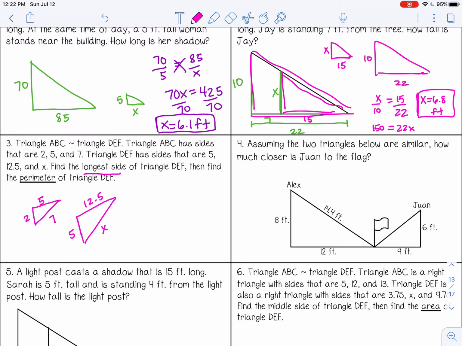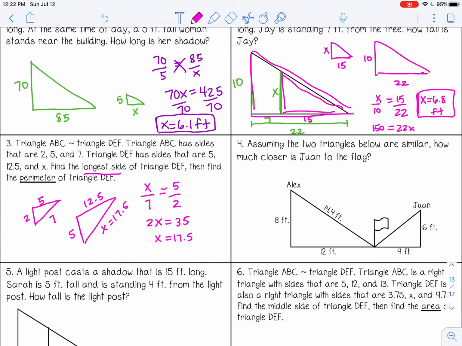I have all three sides here, so I don't need to use all of those for my proportion. I just need two corresponding pairs of sides. I know I have to use x, so I'm going to start with x. So x is going to match with 7 on the smaller triangle. And then I'm going to use 5 and 2. Notice, since I started with x in the numerator for my first ratio, I started with 5 for my second one. You want to start with the same triangle both times. All right, so 2x equals 35. So divide by 2, x is 17.5.